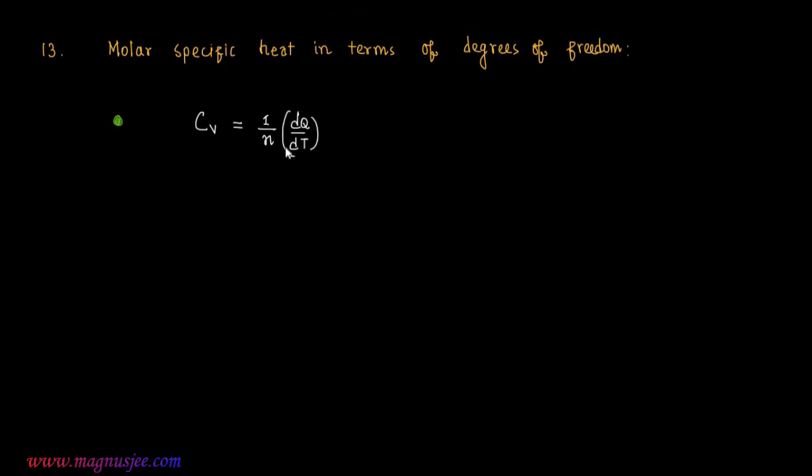Now you have to know the expression of molar specific heat of an ideal gas in terms of degrees of freedom. We know that capital Cv equals 1 by n dQ by dT at constant volume. That means the molar specific heat of the ideal gas at constant volume. For n equal to 1, that means for 1 mole of the ideal gas, Cv will be equal to dQ by dT at constant volume.